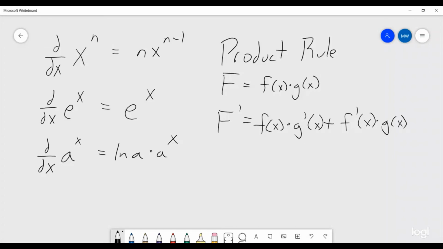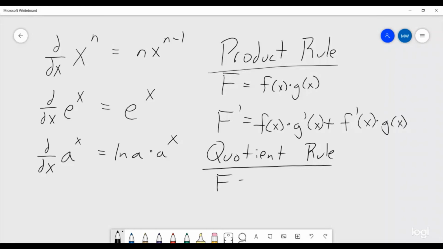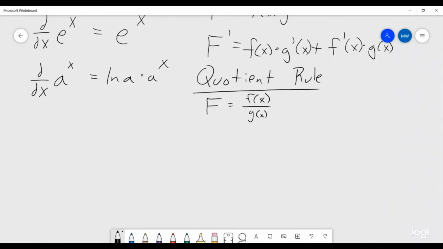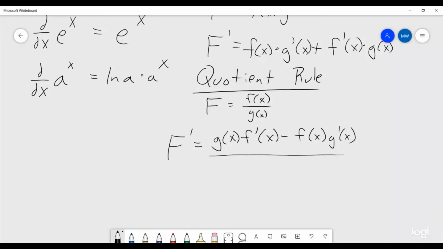And then we also have what's called the quotient rule. The quotient rule is similar to the product rule, except it is for if f is equal to little f of x over little g of x. And here, the quotient rule is going to be f prime is going to be the bottom, low d high minus high d low, all over the denominator squared.